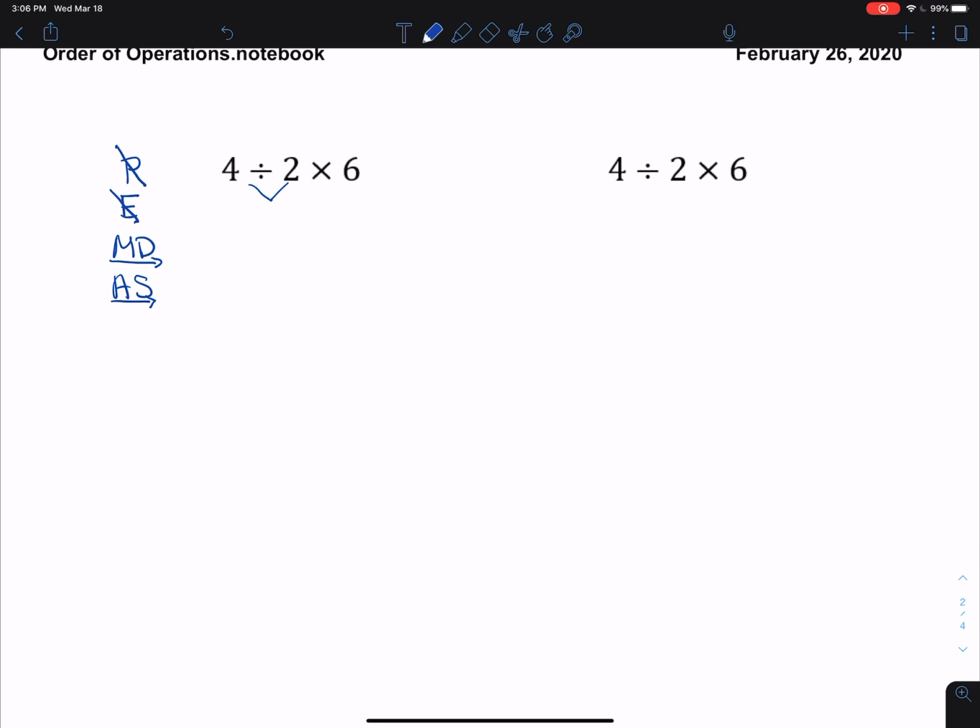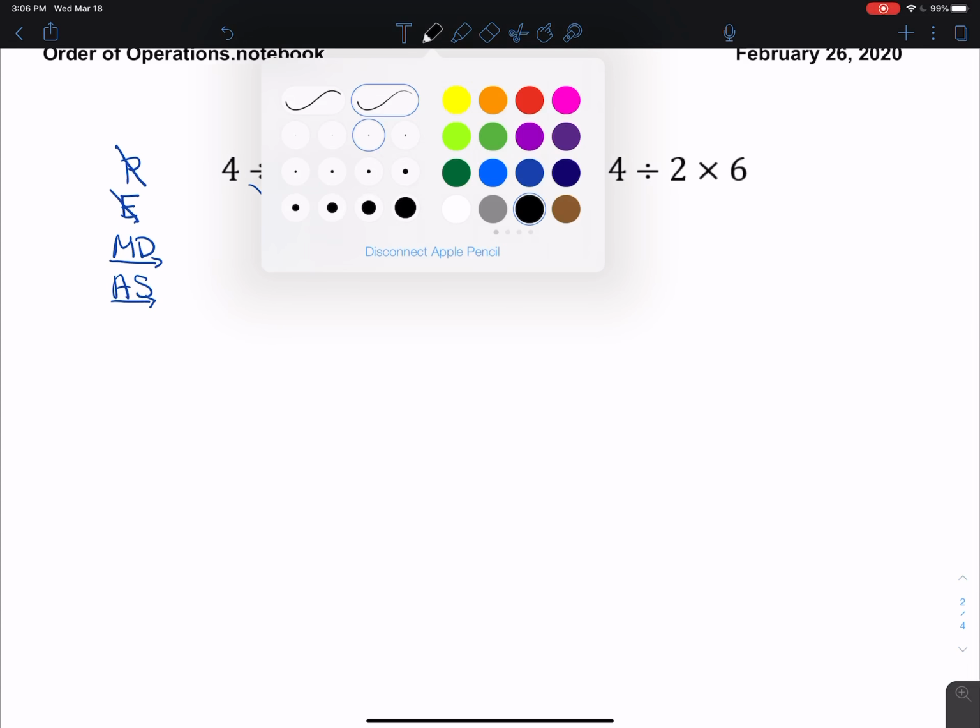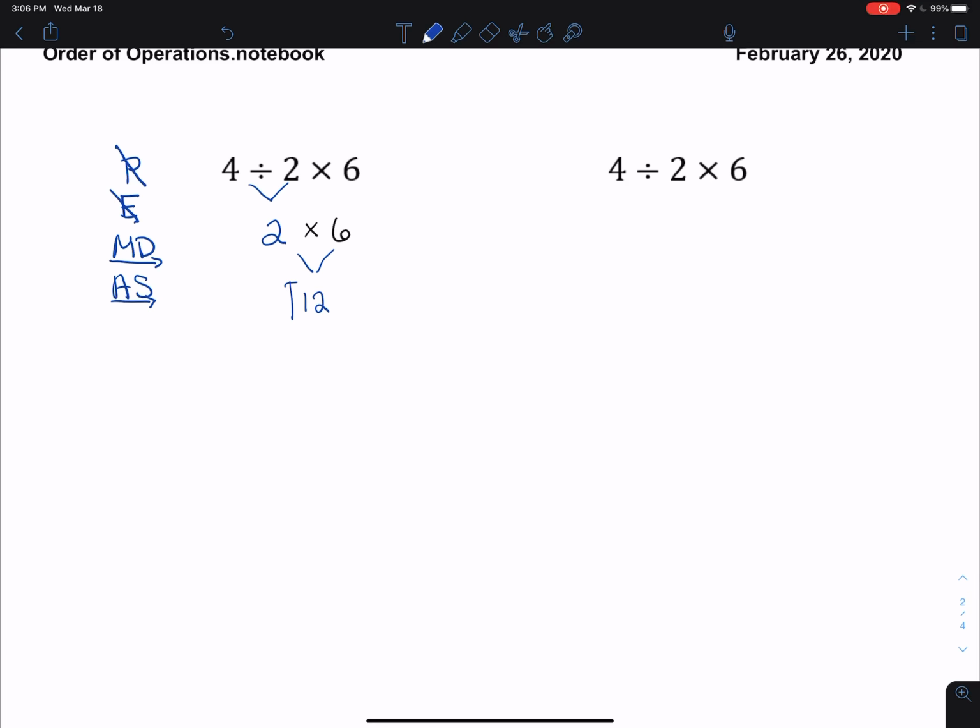Division happens first, so I'm going to do 4 divided by 2. That gives me 2. Then I need to bring down the times 6. Now I'm going to keep going and do that multiplication. 2 times 6 gives me 12 as my final answer.